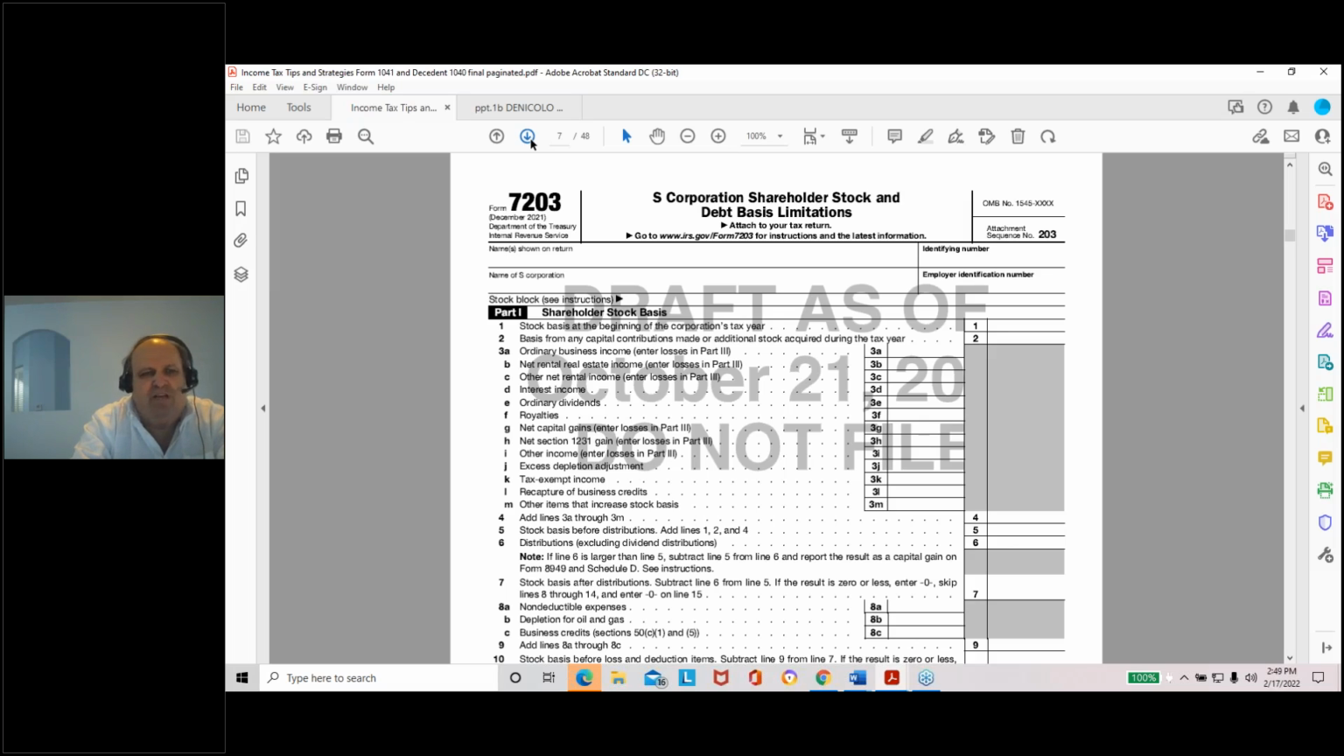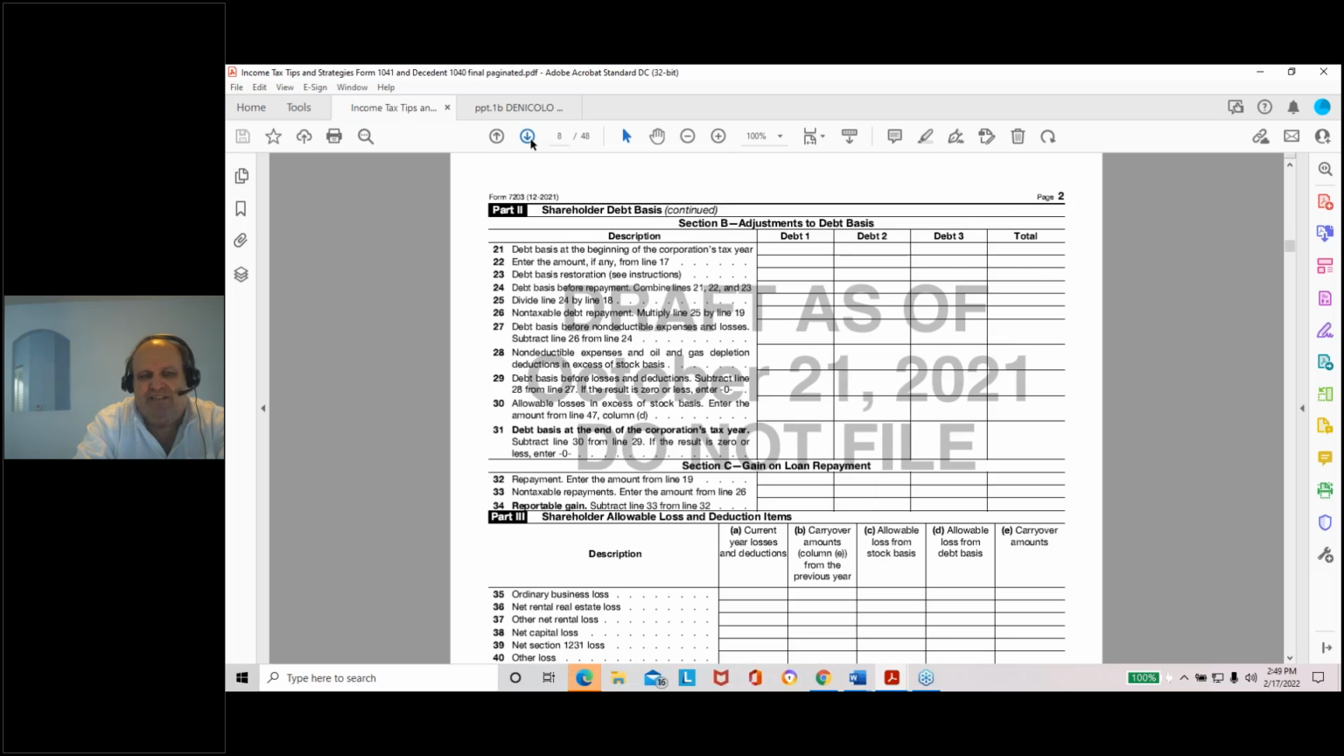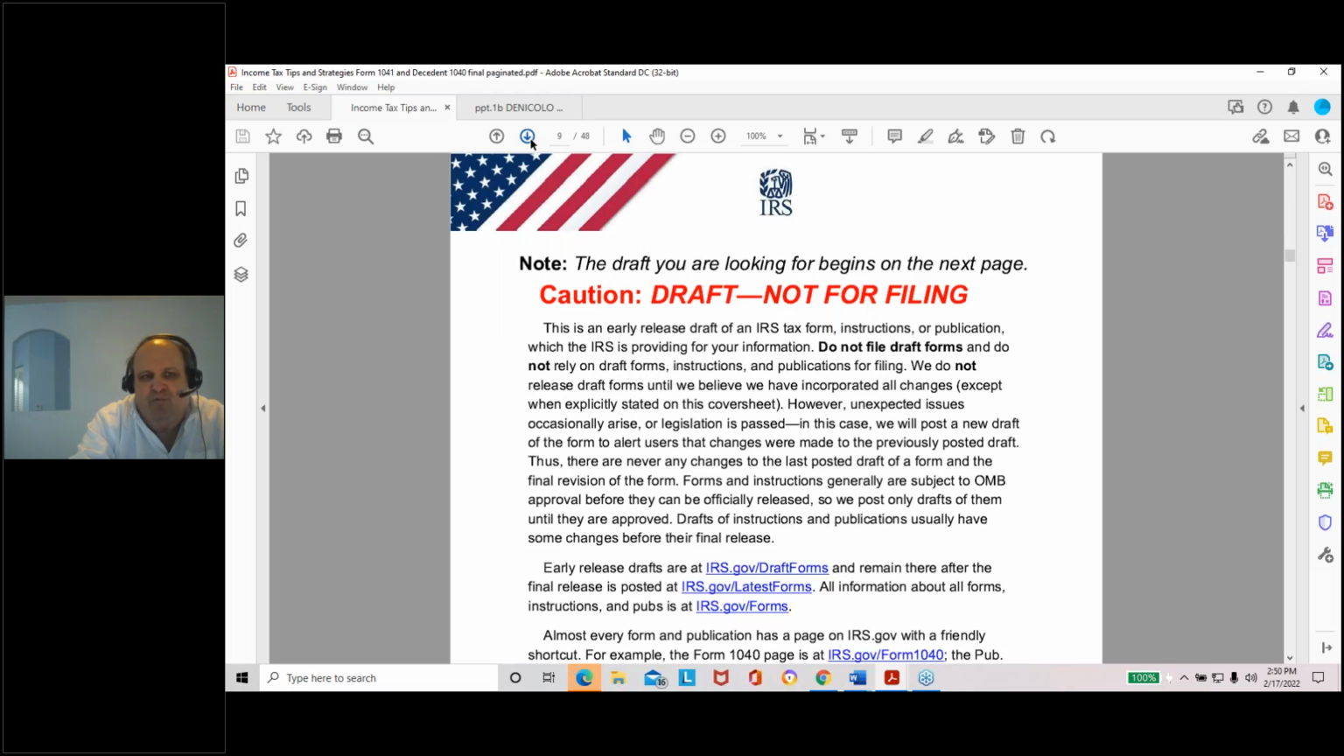On Part One, you calculate the stock basis of the shareholder of the S corporation. In Part Two, they do the S corporation debt basis, the shareholder's debt basis, right? As Chris and I were talking about in the last segment, it's not like a partnership where you get a partner's share of partnership liabilities. Here, we're talking about direct economic outlay into the S corporation, whether it be a proper back-to-back loan like we were talking about, or a shareholder loan payable with a promissory note. It could be open account debt. This is a very important form. It's a new form.